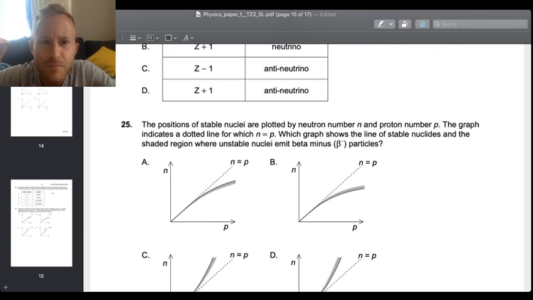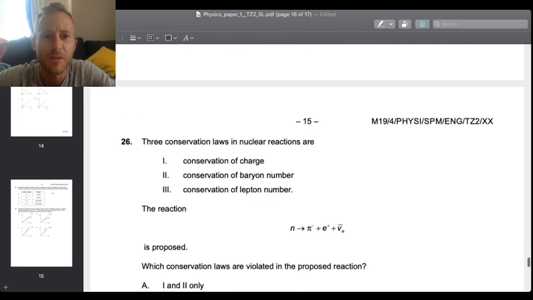25 says the positions of stable nuclei. Oh, I'm not doing 25.